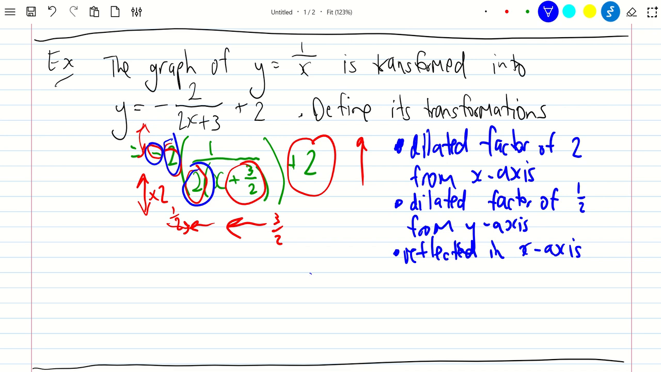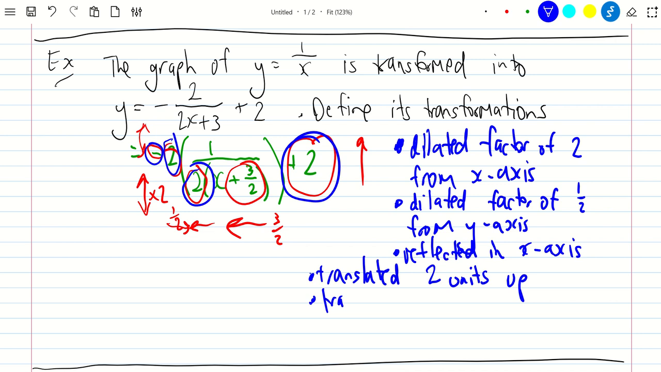And finally, we've got a couple of translations. I'm just giving myself a bit more space here. So my last thing that I do is my translations: translated 2 units up. That's that plus 2, 2 units up. And translated 3 on 2 units. Which way are we going? We're going left, because it's x minus h, so the value has actually gone towards the left.